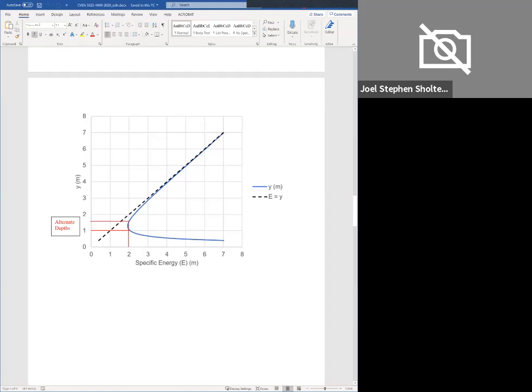One thing else to notice is that this blue curve, which is our specific energy curve, eventually approaches the one-to-one line between specific energy and depth. The idea is, as your depth increases, the velocity decreases, such that your velocity head becomes negligible and the total specific energy converges to be just the depth. So whatever the depth is ends up dominating the specific energy. As you go down here, the velocity is increasing very much. For a tiny decrease in depth, you get a big increase in specific energy. That means the velocity is increasing very quickly.